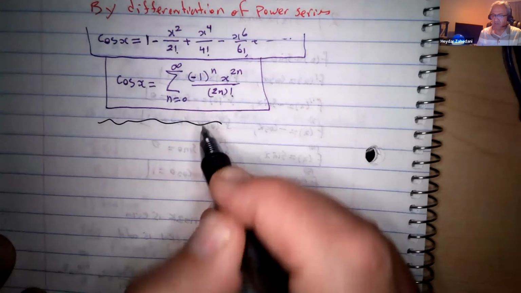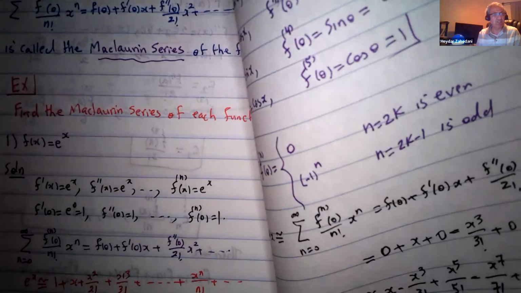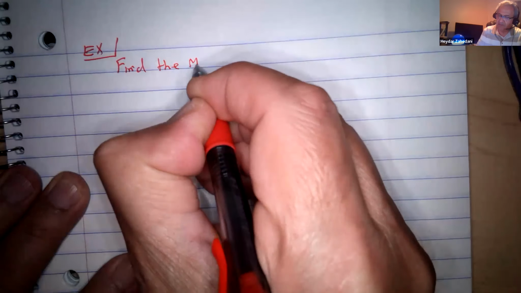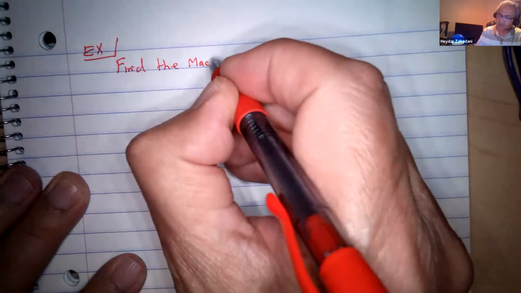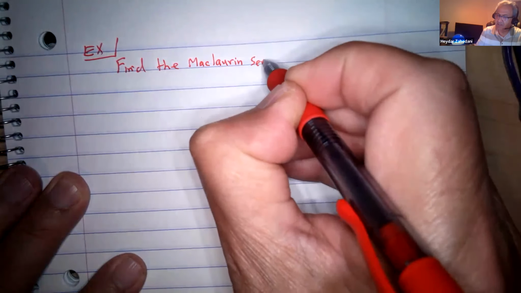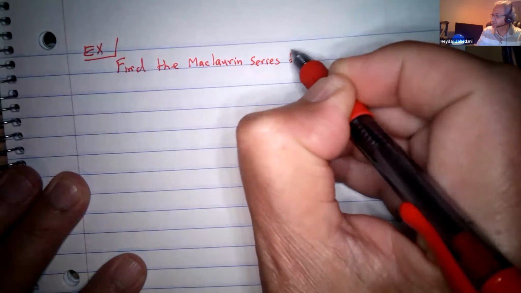Okay, so make sure you memorize these 3 together. This is how we're going to use it to get this number. So example, I would like you to find the Maclaurin series of the following function. Okay, so find the Maclaurin series for each function.